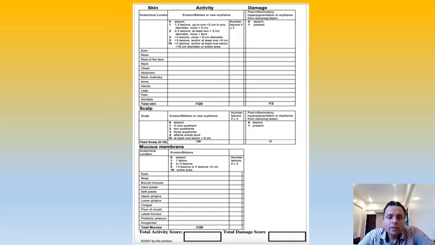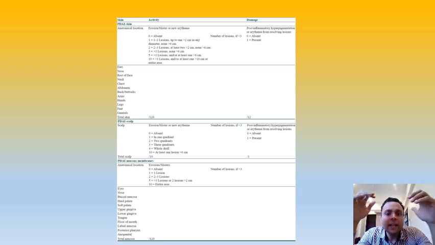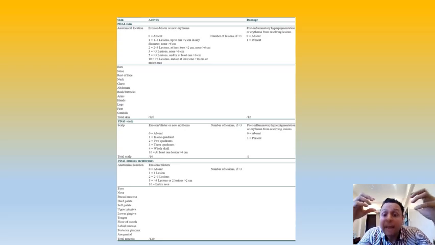Next is your PEDI. We have to see the PEDI. You can see there are different anatomical locations. So what they have got is that instead of involvement and severity, they have divided into activity and damage. How much is the damage?